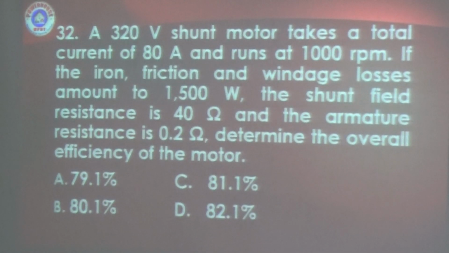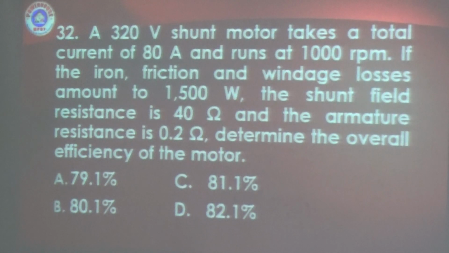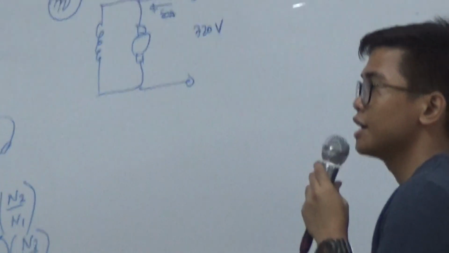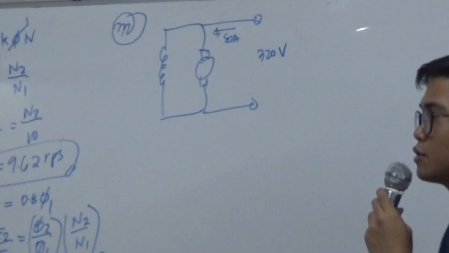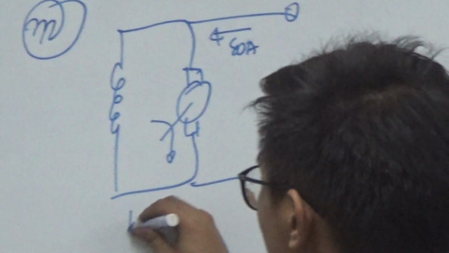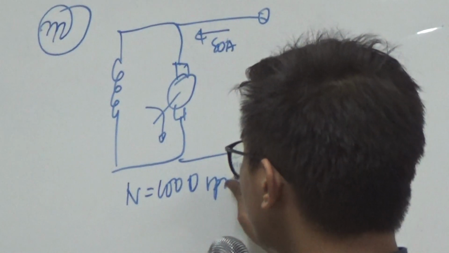So, for number 32, 320 volts, shunt motor. So, shunt motor dito. Sama na akong drawing ng ito. Takes a total current of 80 amps. So, 320 volts, 80 amps. And runs at 1,000 RPM. So, N is equals to 1,000 RPM.